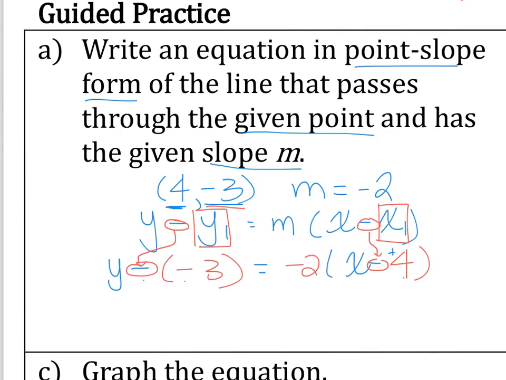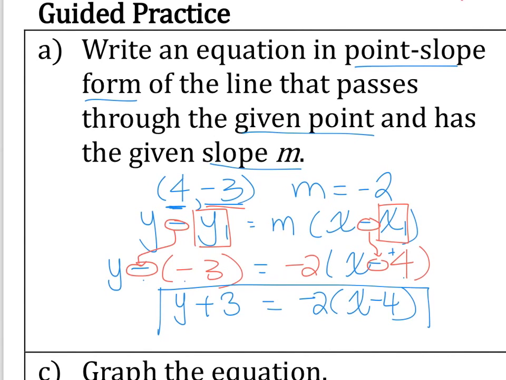Negative negative makes positive. y plus 3. And we can continue with this: -2 times the difference of x minus 4. And now we have this function written in point-slope form.